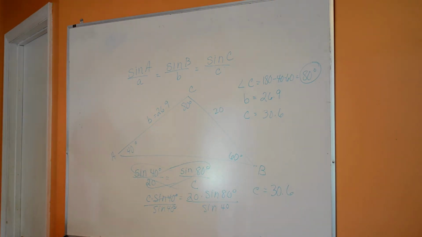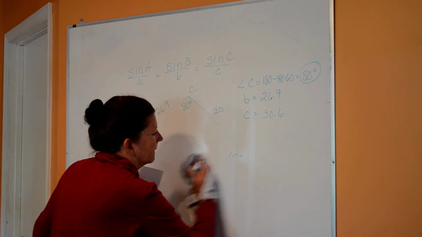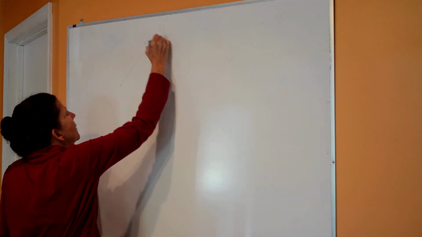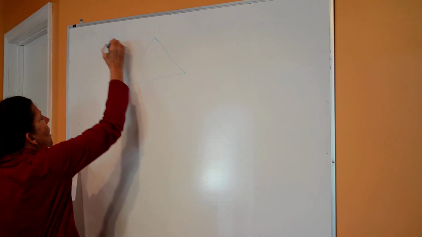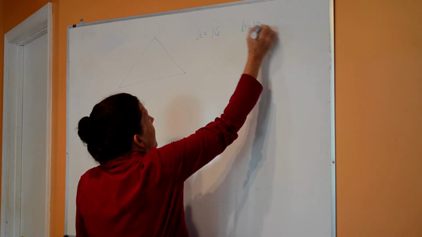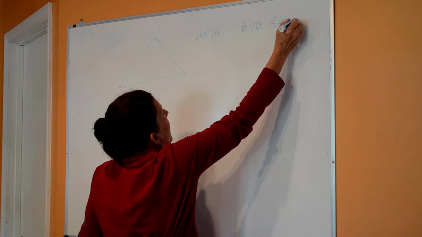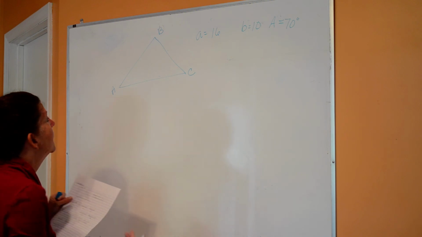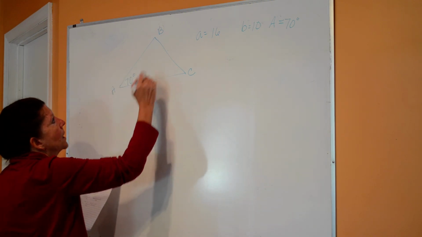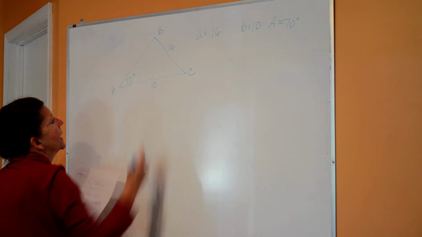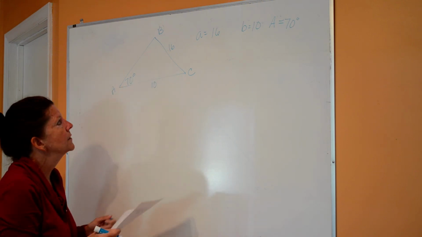Okay, let's do another one. A little higher up here. This time they just tell me a equals 16, b equals 10, and A equals 70. I would always draw out just an example triangle so I can label it to see how they're related, and then I would put in my values. Little a is 16, and I know little b, which is 10. Now this time I don't know two angles, so I'll have to find an angle.